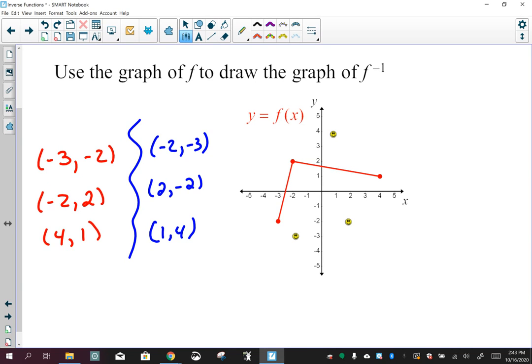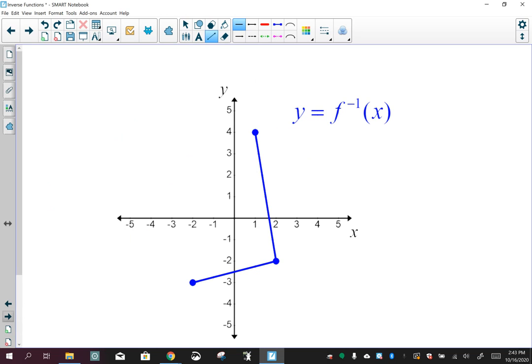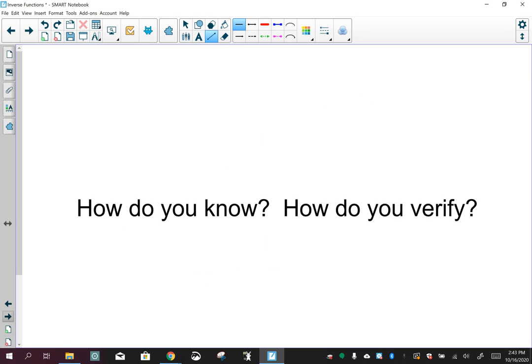Okay. So if I did that correctly, make sure I did everything correctly. And then we're going to play connect the dots in order, the way you put them down. This, and then that. And then there you go. So when you're actually looking at it, this is what you're looking at. All right. So now, here's the question. How do you know? How do you verify? You don't have an equation here. You just have a partial graph. So how do I know what I did actually worked?